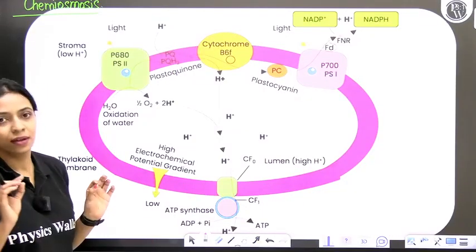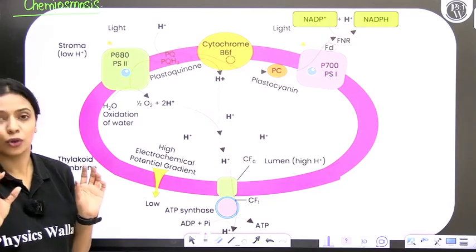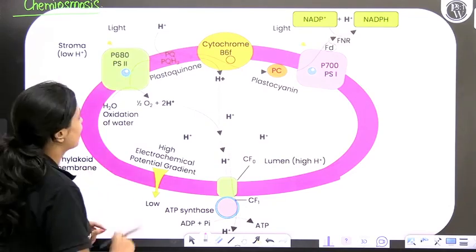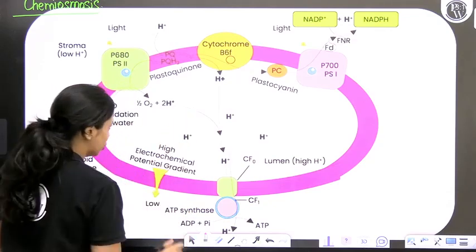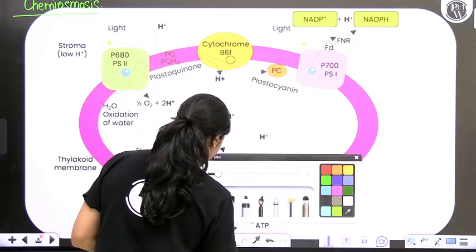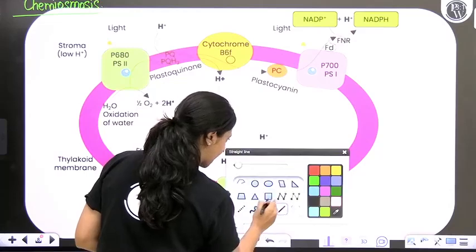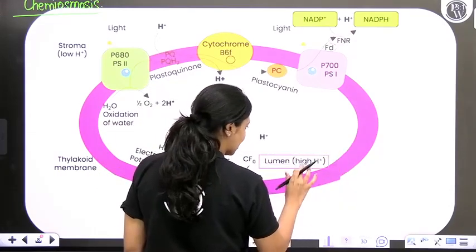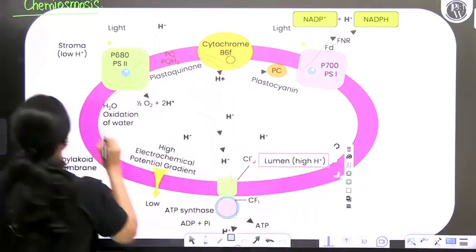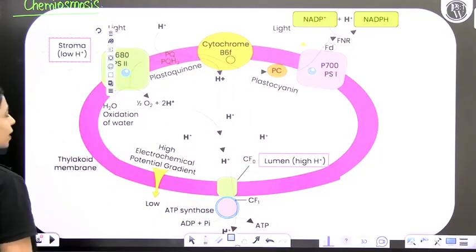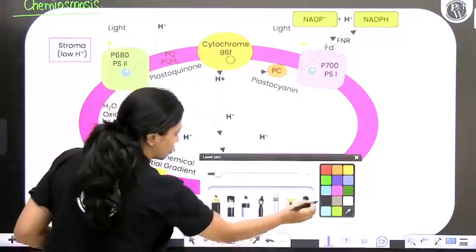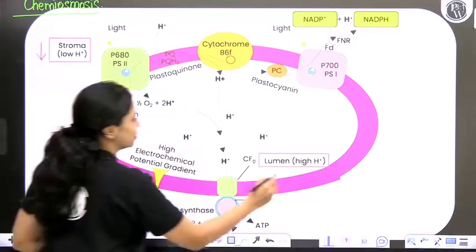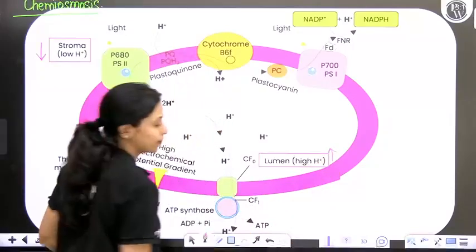Now, a proton gradient is generated, I told you. There will be more protons present in the lumen. See over here, there are more protons present in the lumen compared to the protons in the stroma. In the stroma, the proton concentration is less. In the lumen, the proton concentration is high.